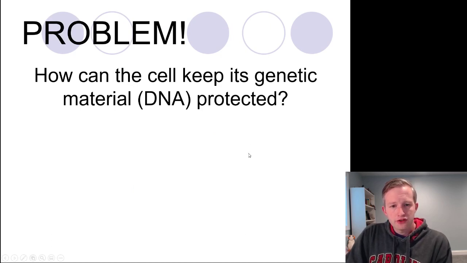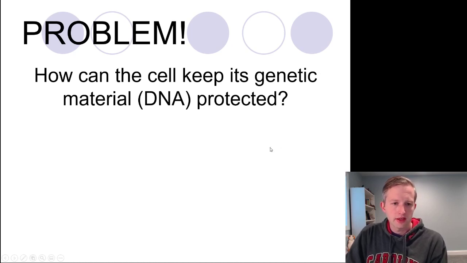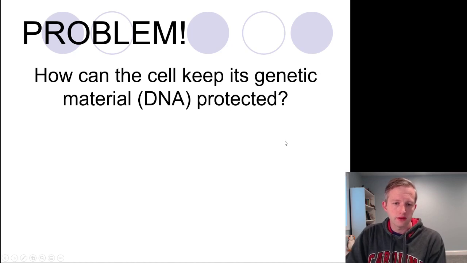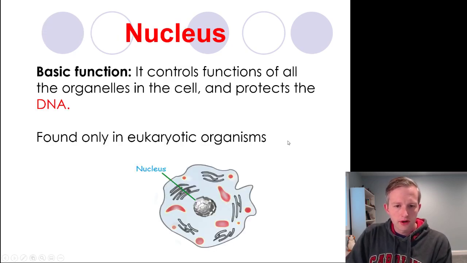So how can the cell keep its genetic material protected, which is a big deal for cells? If you imagine the cells of your own body, you want to make sure that the DNA stays protected. When DNA gets damaged, things like cancer and other significant problems can occur, which can hinder the ability of your cells to do their jobs. Now, we are a type of eukaryotic organism. Eukaryotic organisms have what's called the nucleus, which is typically depicted as central in the cell, which makes sense because it's going to have its hands in the control of everything that's going on around the cell.